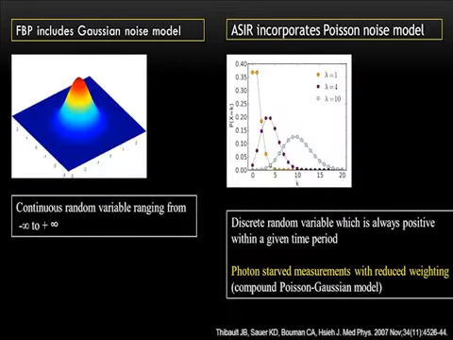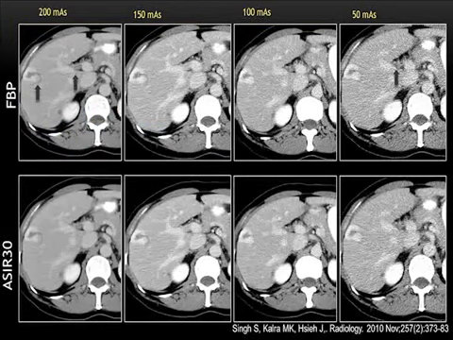They also include a more refined noise model. For FBP, we have a Gaussian model, and for ASIR, we have a Poisson model, which is mostly for the photon noise, where photon-starved measurements have a relatively reduced weighting in the reconstruction. In fact, they use a compound Poisson and Gaussian model. The Gaussian model is for the electronic noise, and the Poisson is for the photon noise. So these are the mathematical corrections they have in the algorithm.